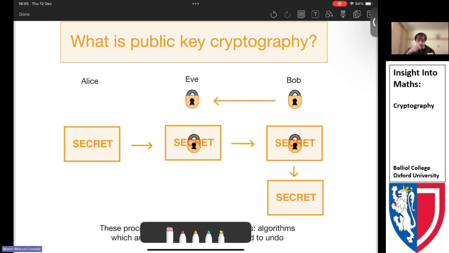So what you can do is put your message inside of the box and then lock it with your own lock, and you keep your key. And you can send that to Bob. Well, it's kind of useless for Bob now, because he obviously doesn't have the key to your lock. So he cannot open the box.